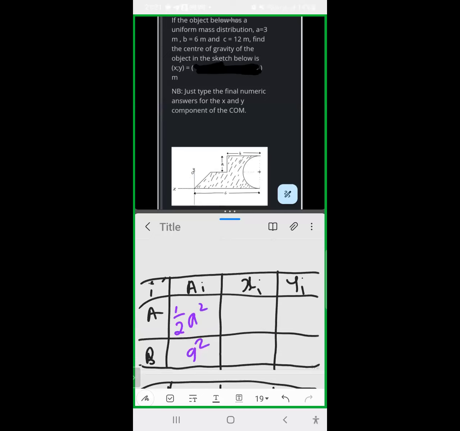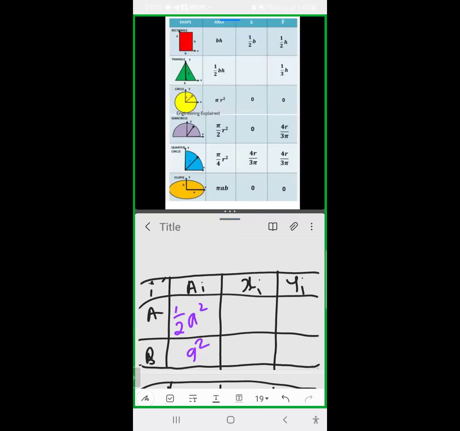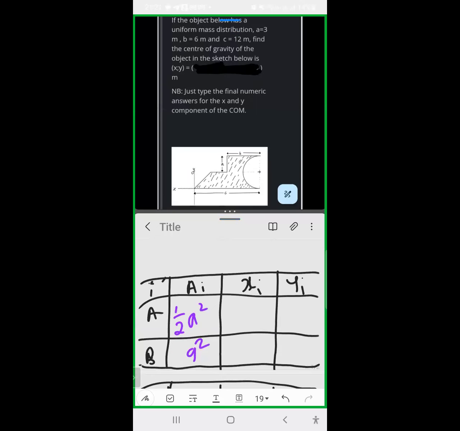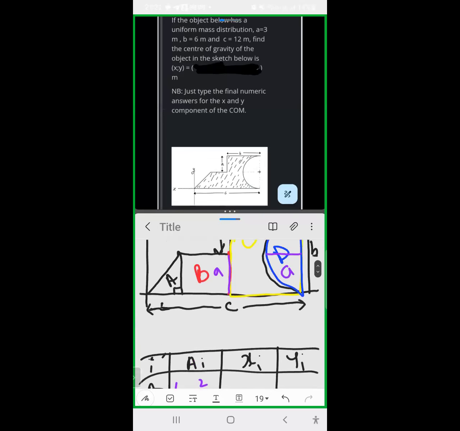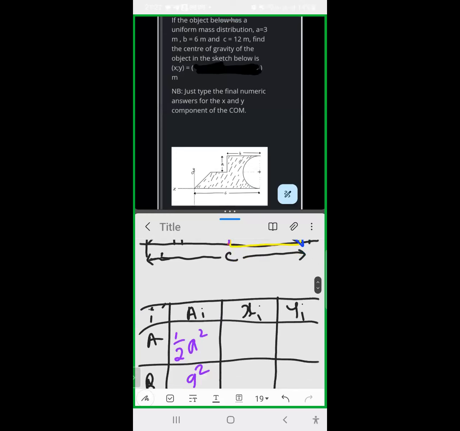Now let's go ahead and find their x coordinates and the y coordinates of the centers of mass. Like I said, these are the equations that we're going to use. Therefore, let's continue and do that. For object A, it's a right angle triangle, and we need to determine its center of mass.